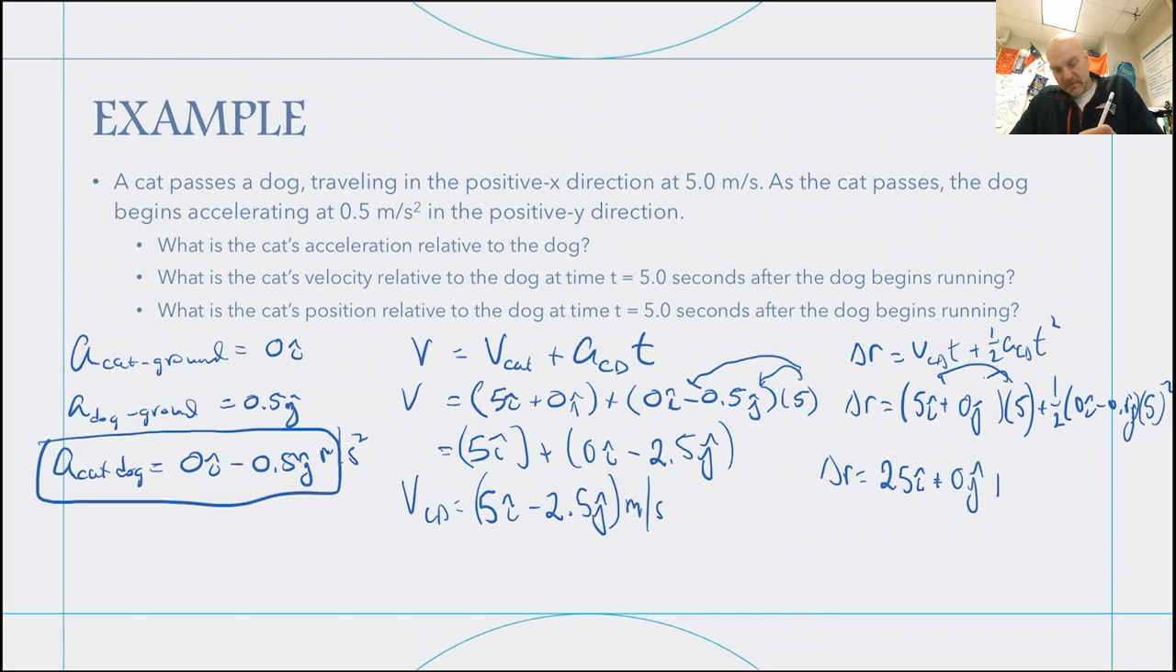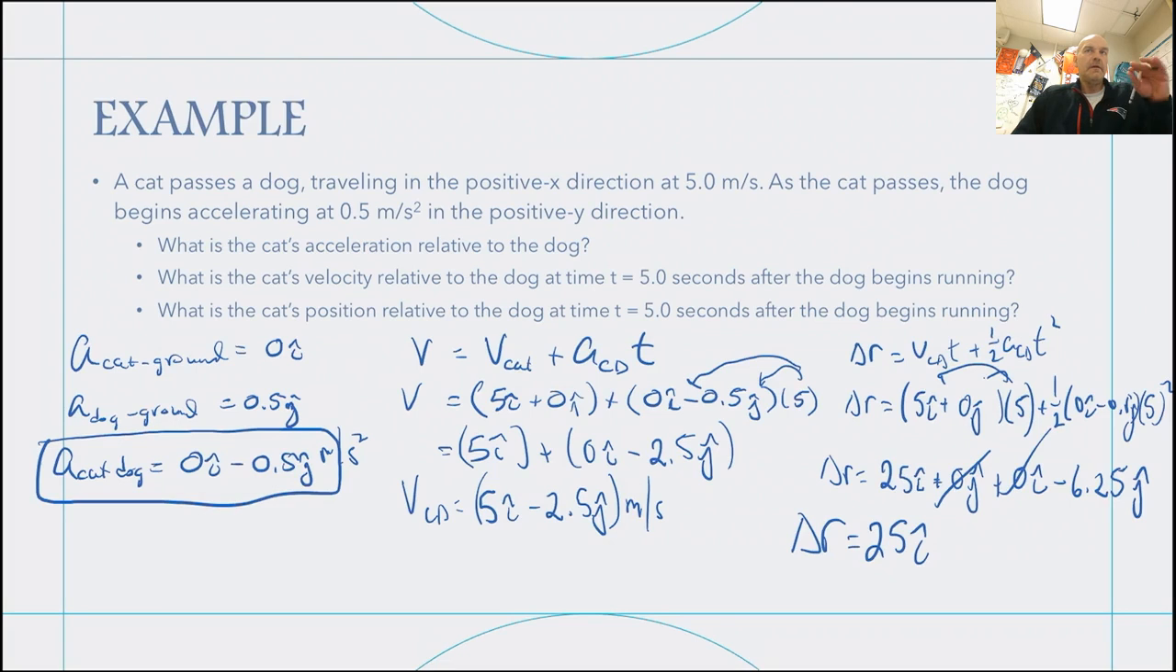And I do plus 0 i hat from our acceleration piece, 1/2 times 0 times 5 squared. And now I have 1/2 times negative 0.5 times 5 squared ends up being 6.25 j hat. So these I don't write. So delta R is going to be 25 i hat. Now, if you think about it, does it make sense that it's moved 25 meters? Because 5 times 5 is 25, right? Now, what about the dog? Where does the dog's factor come in? Well, it comes in because the dog is accelerating, right? So that's where we get the negative 6.25 j hat.